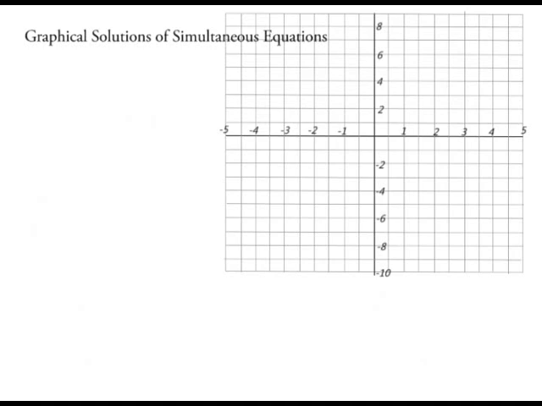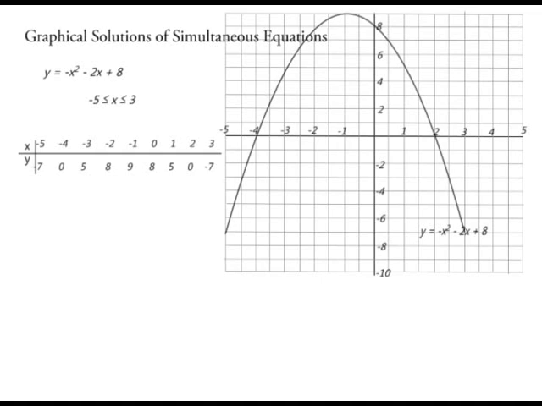To solve simultaneous equations using the graphical methods, we simply draw both graphs on the same axis. In simultaneous equations, one equation will be quadratic and the other will be linear. For example, in our second graph, the graph had the equation y is equal to minus x squared minus 2x plus 8. We can use the graph to solve a simultaneous linear equation like y is equal to half x plus 2.